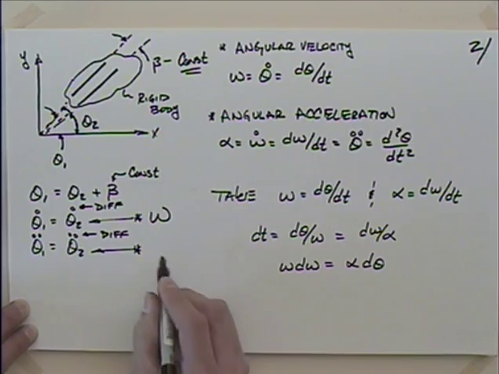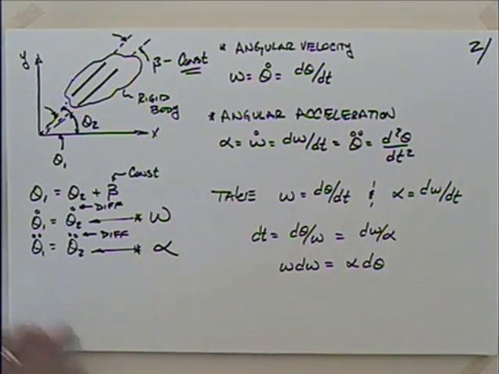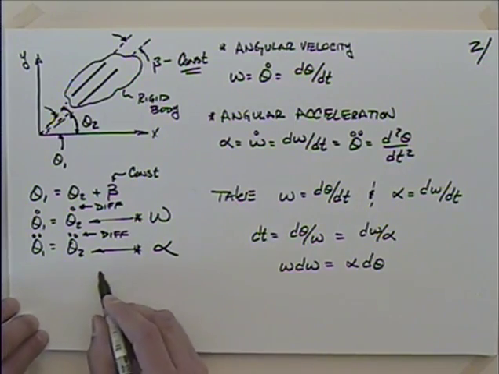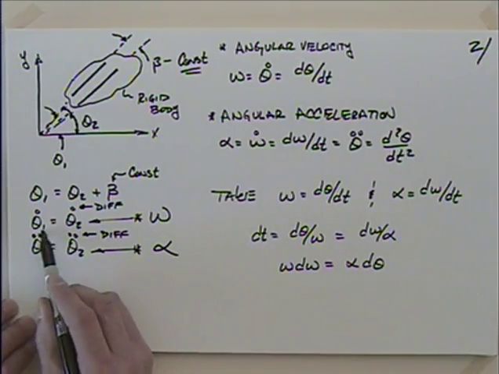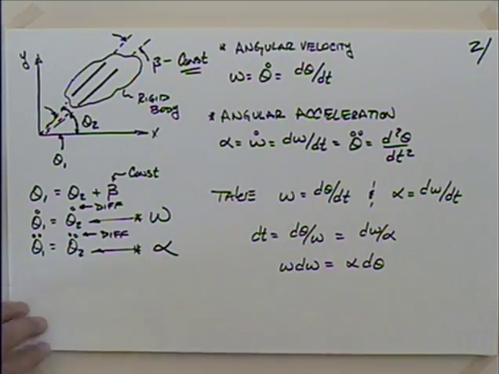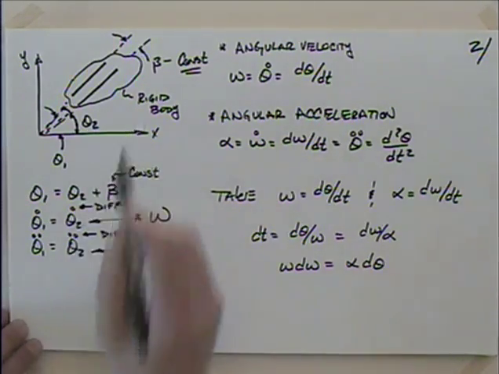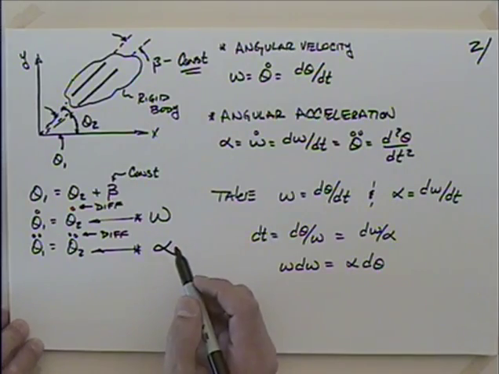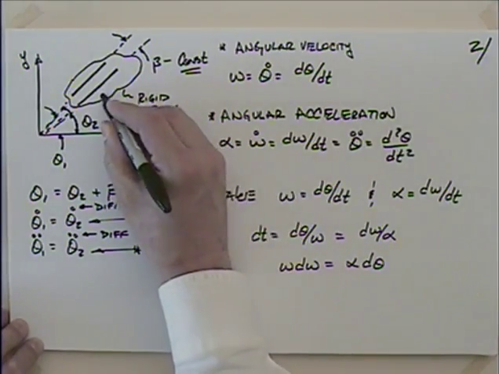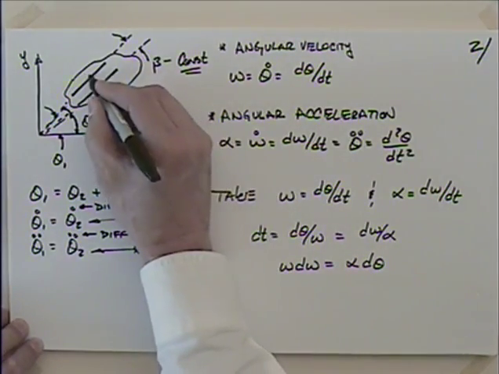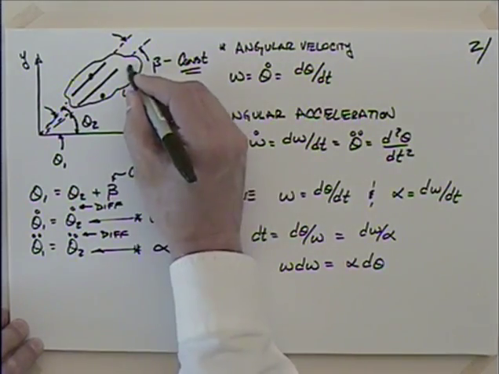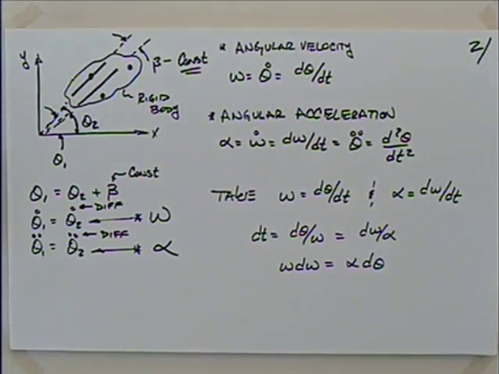Okay, so that's omega. And theta double dot, that's alpha, isn't it? And this is important because what this is really saying is that any point on this body, omega is the same. If it's a rigid body and it's not deforming, any point on that body has to have the same omega. So if I want to talk about the omega there, or there, or there, those all have the same angular velocity.